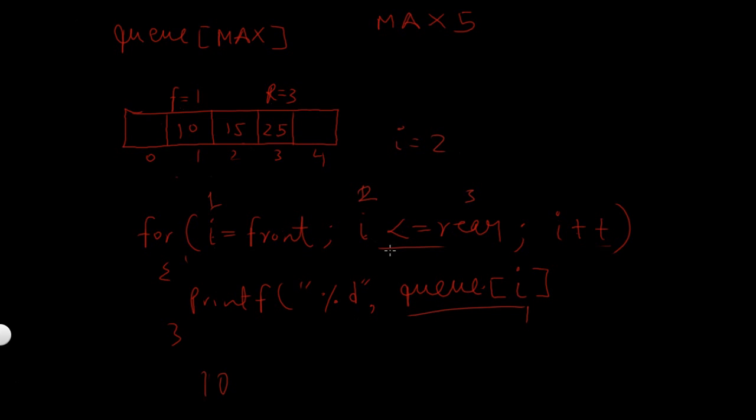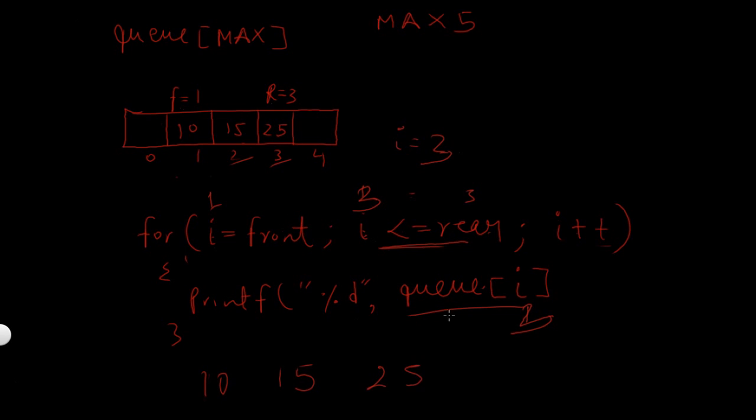This statement will check is the value of I less than or equal to the value of rear. The value of I is 2 and the value of rear is 3, so this statement becomes true. This printf statement will be executed. Value of I is 2 and the value at this position is 15, so 15 will be printed. Then again the value of I will be incremented by 1, so from 2 the value of I will become 3. This statement will check is the value of I less than or equal to rear? The value of I is equal to rear, so this statement becomes true. This printf statement will be executed and this 25 will be printed.